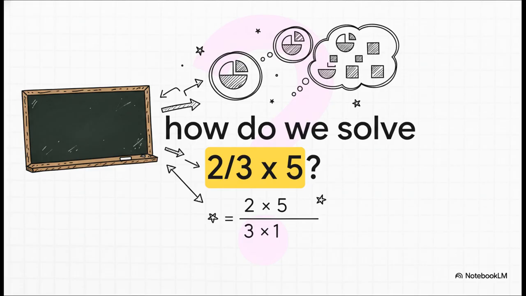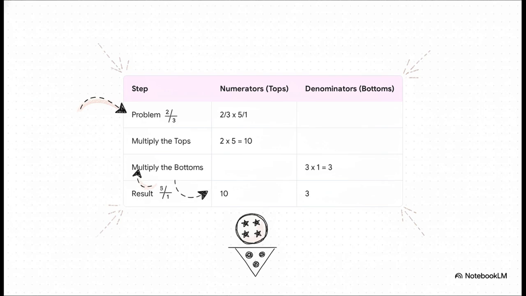Okay, so let's put that little trick into action. What if we have to solve, say, 2/3 times 5? Well, now we know what to do, right? We just rewrite it as 2/3 times, you got it, 5 over 1. And this is where the magic happens.